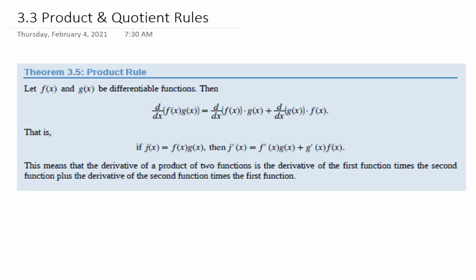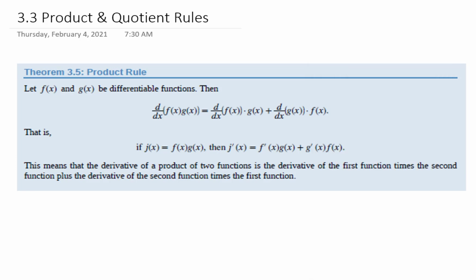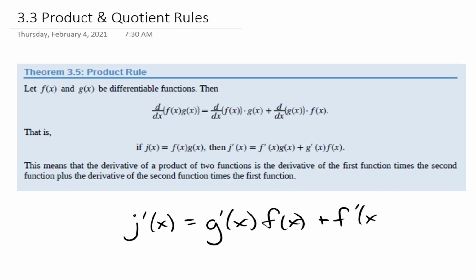Now, since we're working with products and sums, both of those are commutative. So if I had really wanted to, I could have written this in a different order. So sticking with the prime notation, I could write j prime of x is g prime of x times f of x plus f prime of x times g of x. So I've changed the order of the addition, which is fine.